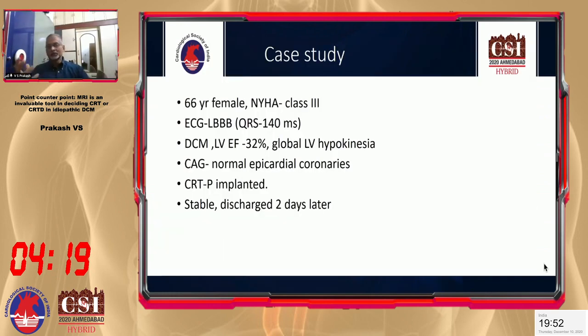This was just started, the case study. A 66-year-old female, NYHA class 3. ECG showed LBBB with wide QRS, ejection fraction 32%, global LV hypokinesia. Angiogram, CAG, was normal, epicardial coronaries. We implanted a CRT. She was stable and discharged 2 days later.